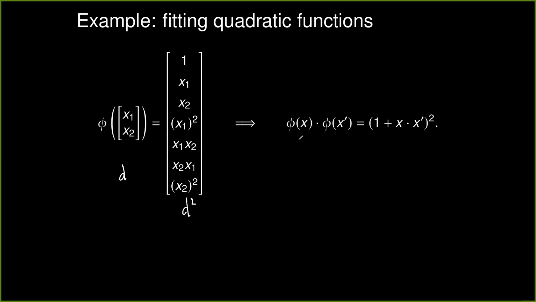So you can just take 1 plus x1 x1 prime plus x2 x2 prime, squared. And so it's the same as this thing. You should think of a vector here and then pointwise multiply everything. Okay. So that means the dot products we can compute very fast. And that means the Perceptron algorithm we can compute very fast.